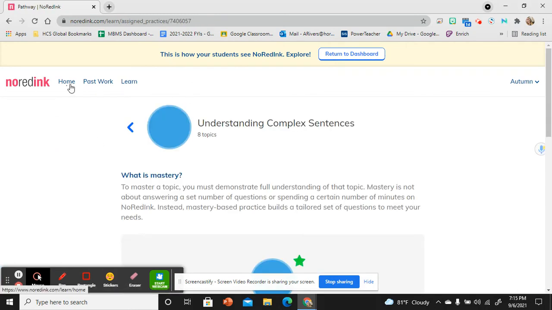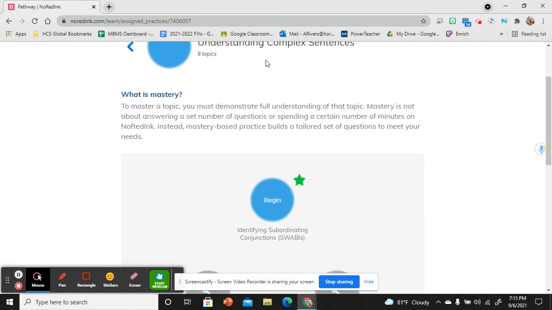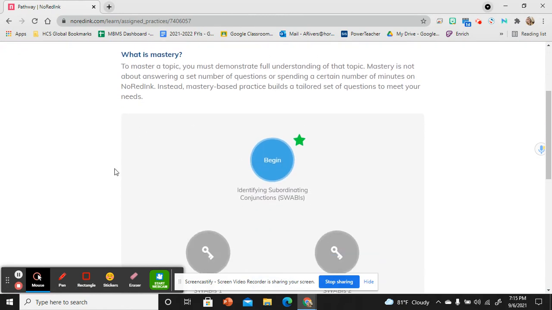When you click on this assignment, you're going to see that it says understanding complex sentences. And the first thing that it's going to ask you to do is to identify subordinating conjunctions or SWABIs. If you remember last week, we did coordinating conjunctions where we had what were called simple and compound sentences. This week, we're going to start talking about complex sentences. And when we have a complex sentence, we don't have a coordinating conjunction. We can have a coordinating conjunction, but we don't have to.